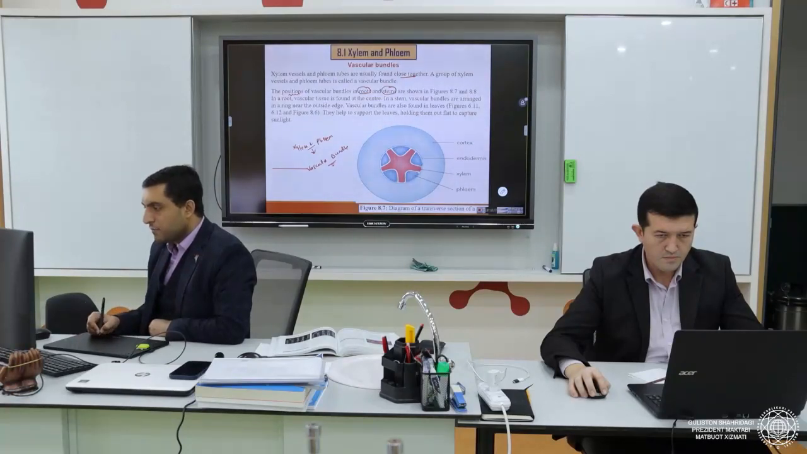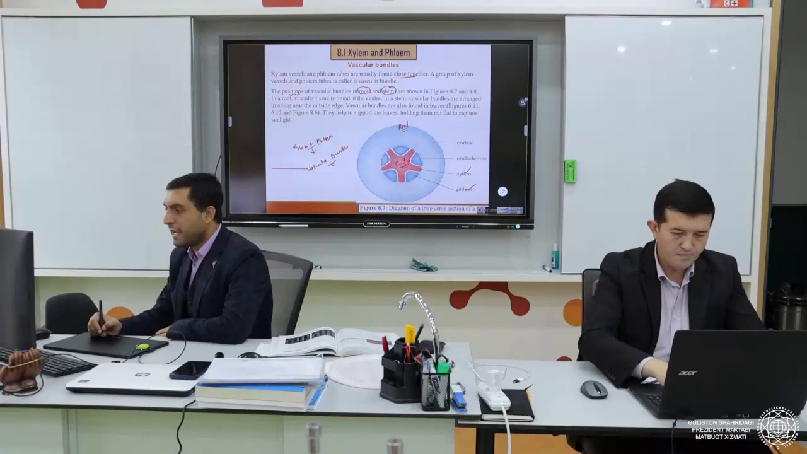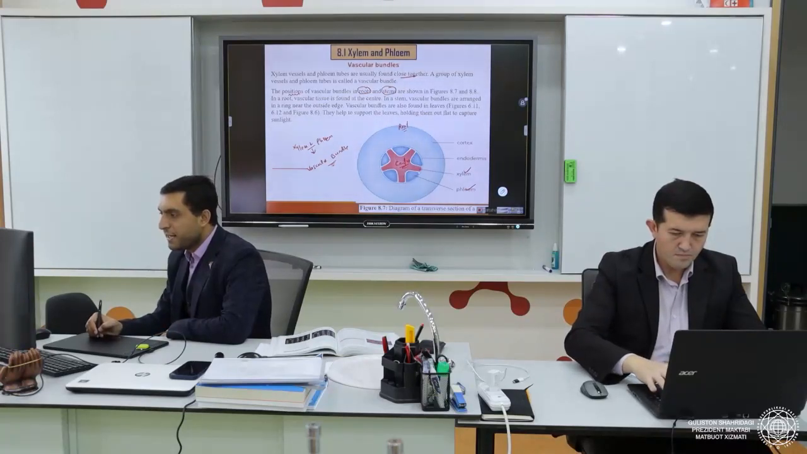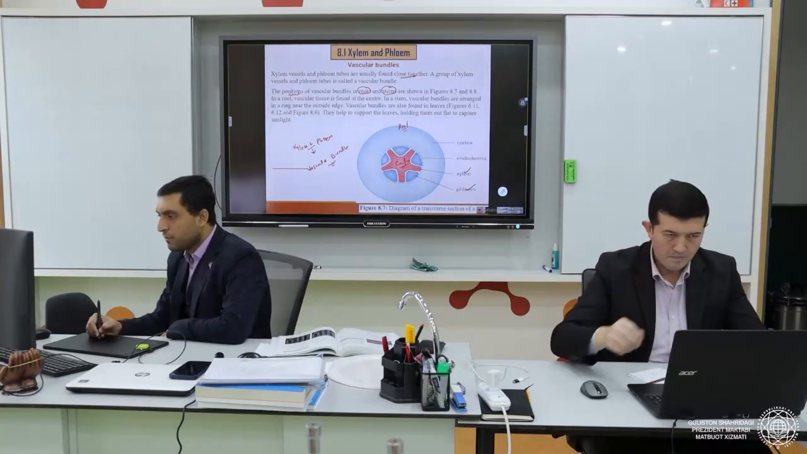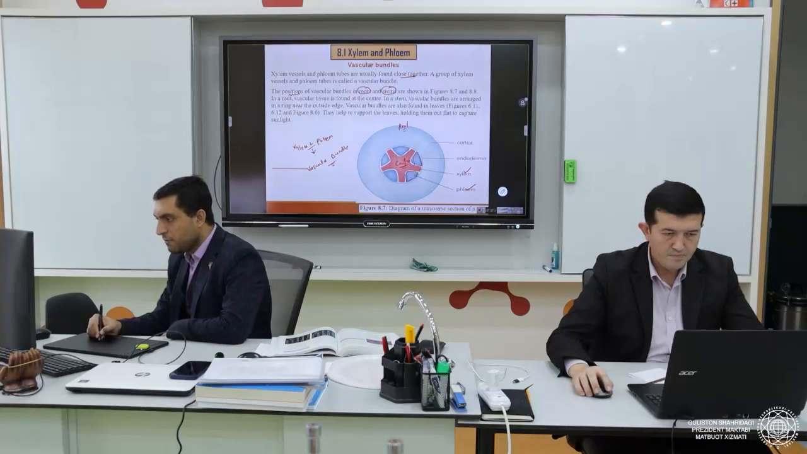Figure 8.7, this is in a root. You can see in this root the xylem and the phloem, they are found where? In the center of the root. This is a cell, and in the center you see xylem and phloem. Xylem is the inner one and phloem is the outer one. The blue one, this is the phloem, and this is the xylem.